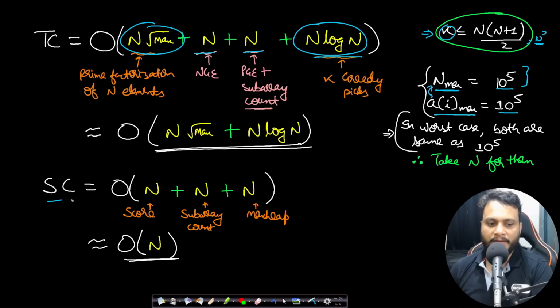Fine. The space complexity is order of n for score, order of n for sub-array count, and n for the heap. So all in all, it will be order of n. I hope all these points are clear. Let's now look at the code.